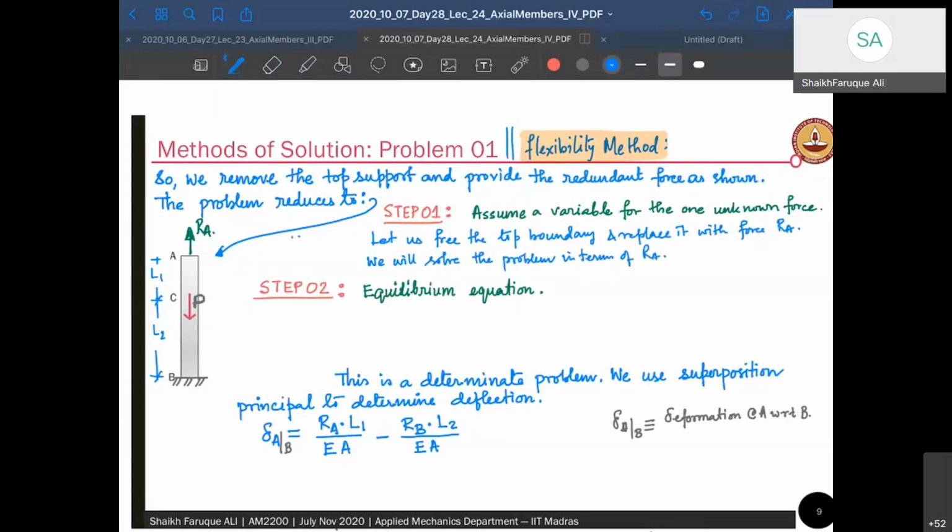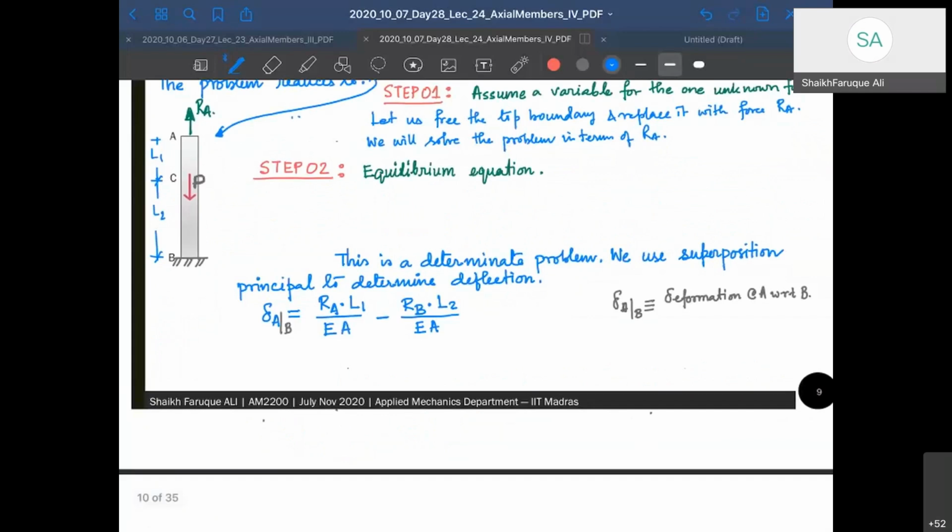What is the equilibrium equation? You know already the equilibrium equation. Equilibrium equation is going to be, if I assume RB to be in this direction, then it's going to be RB plus RA minus P equal to 0. That's your equilibrium equation.